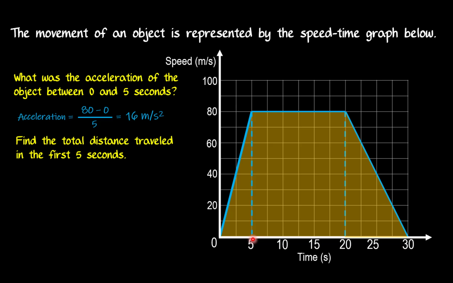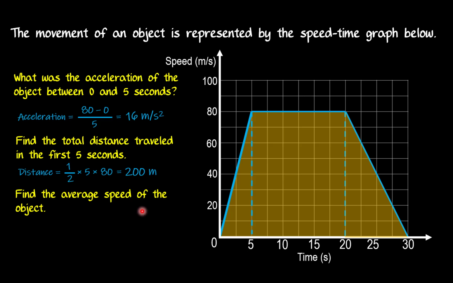Next question, find the total distance traveled in the first 5 seconds, only in the first 5 seconds. So that means we're finding the area of this triangle here. So half base times height. So half times the base 5 times the height 80. So that gives you 200 meters. So the distance traveled in the first 5 seconds only is 200 meters.